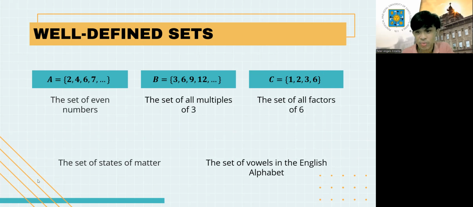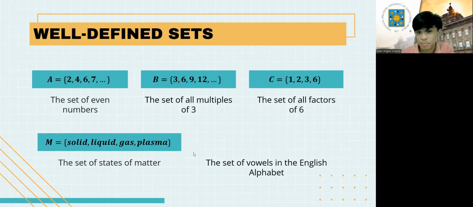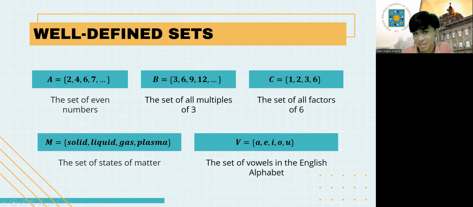And then the set of states of matter, we have solid, liquid, gas, and plasma. And the set of vowels in the English alphabet, you know that. We have A, E, I, O, U. Right? We learned that in elementary. All right, so those are well-defined sets. Why are they well-defined? For example, in the set of vowels, it is well-defined because we know that a consonant is not a vowel and is not part of this set. All right? In even numbers, we know that an odd number is not part of that set. So those are well-defined sets.